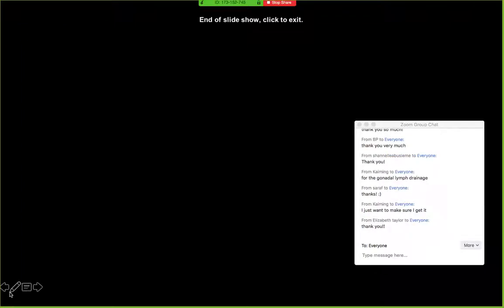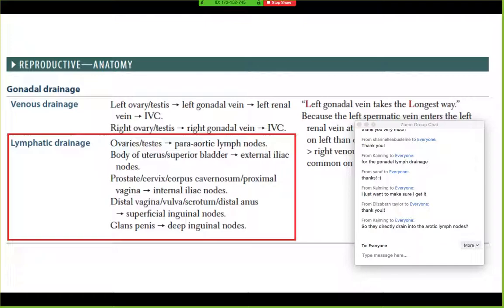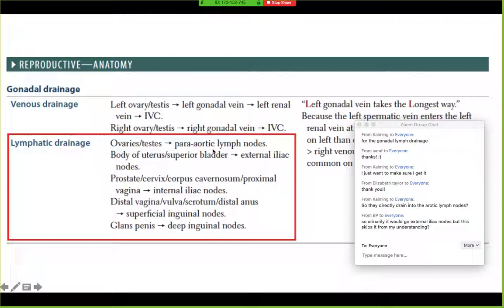Oh, yeah, gonadal. Okay, so ovaries and testes, your gonadal lymph drainage is unique because it's not following the venous drainage. It's skipping all the way up to the para-aortic lymph nodes. They drain directly into para-aortic lymph nodes. I know she had several slides designated to lymph drainage, so hopefully she has a good picture showing you the para-aortic lymph nodes. But just make sure you take a look at that.